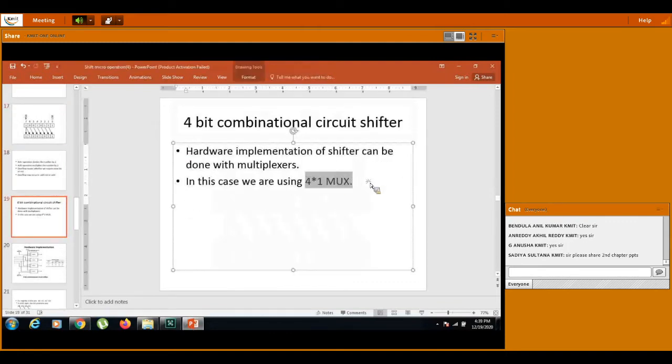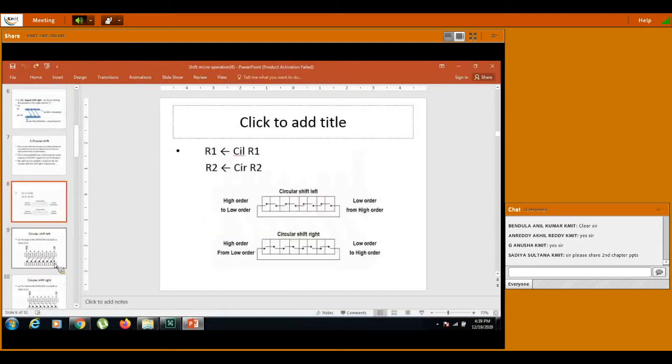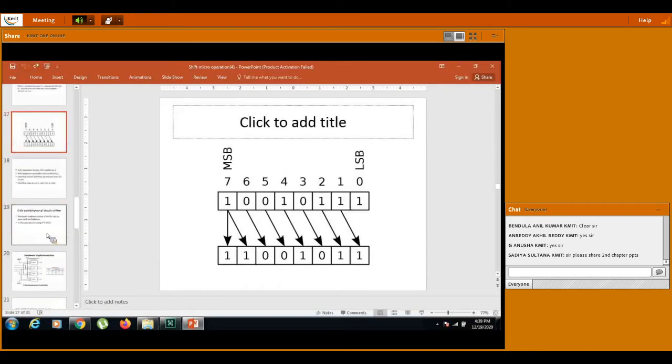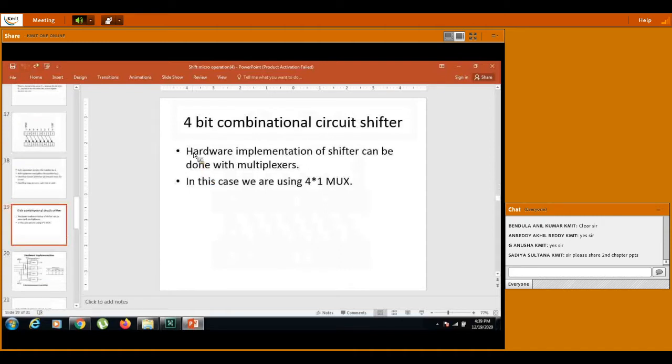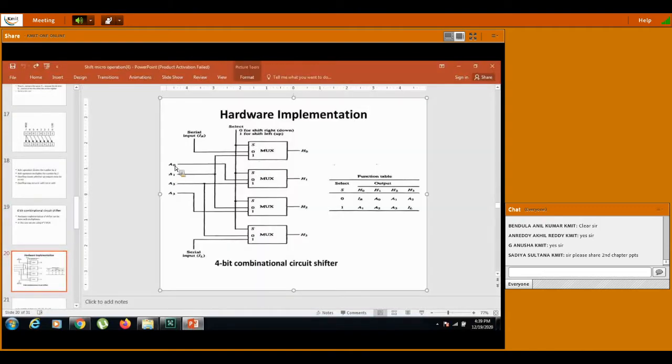We are going for a 4 into 1 multiplexer. So hardware implementation of the shifter can be done by multiplexer. So in this case, we are going for a 4 into 1 multiplexer. So 4 multiplexers like this, and you are taking 4 inputs, A0, A1, A2, A3, and you are connecting everything. So A0 is connected to this one, A1 is connected to this one, A2 is connected to this one, A3 is connected to this one.